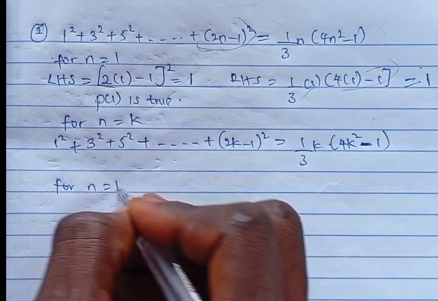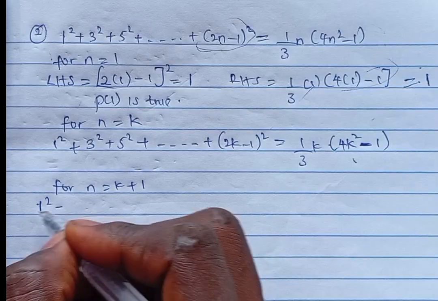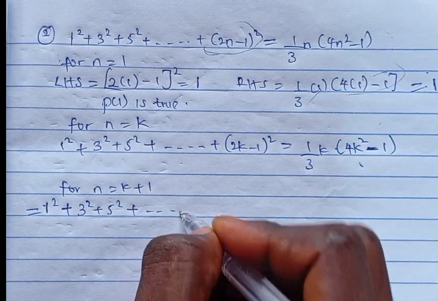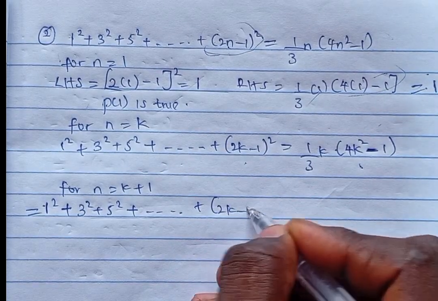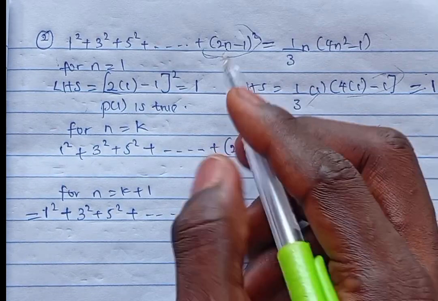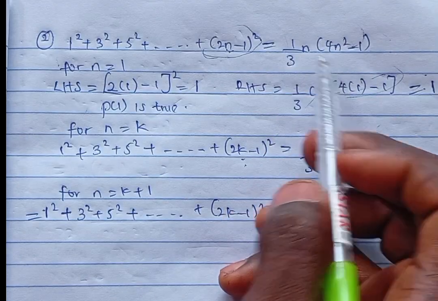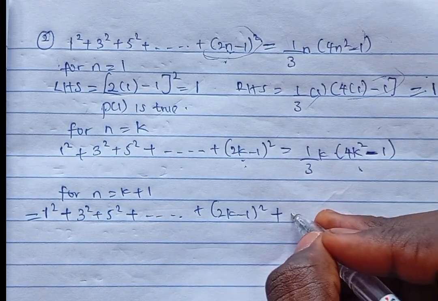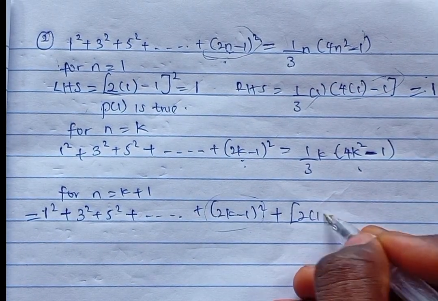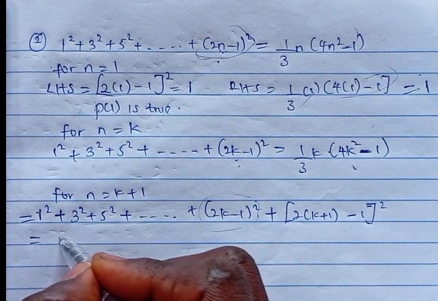You understand? Now you go further by testing for when n is equal to k plus 1. For n is equal to k plus 1, you are using the second assumption. So you have 1 squared plus 3 squared plus 5 squared plus this one, 2k minus 1 all squared, plus, when n is equal to k plus 1, you put k plus 1 here. You are not testing for this one, you won't touch this one now. You know this one is for when n is equal to k. So for n is equal to k plus 1 now, 2 into k plus 1 minus 1, all squared. So we have that.